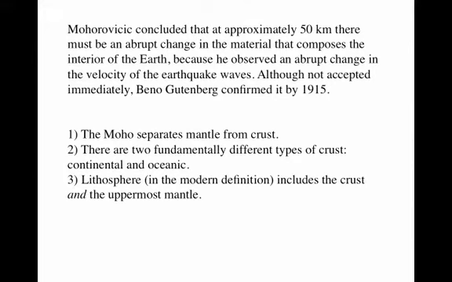So he concluded that at about 50 kilometers depth, there has to be an abrupt change in the material that comprises the Earth, and that was because he saw a change in the velocity of the earthquake waves. But it wasn't accepted immediately. And in fact, it was later confirmed by Gutenberg in 1915. So we see that the MOHO separates the mantle from the crust, and that there are two fundamentally different types of crust, the continental and the oceanic.